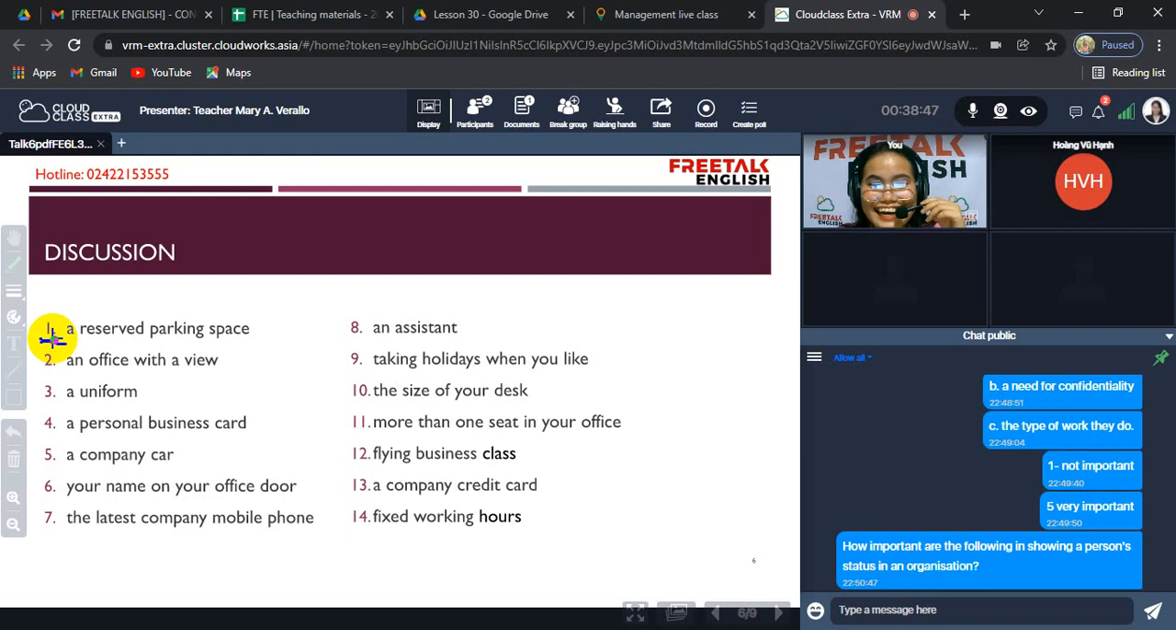Yes. Okay, very good. Now, let's start from number one. How many points would you give? Can you read it first? A reserved parking space. Yes. Now, how important is that in showing a person's status? Is it not important, a little bit important, or very important? How many points would you give?